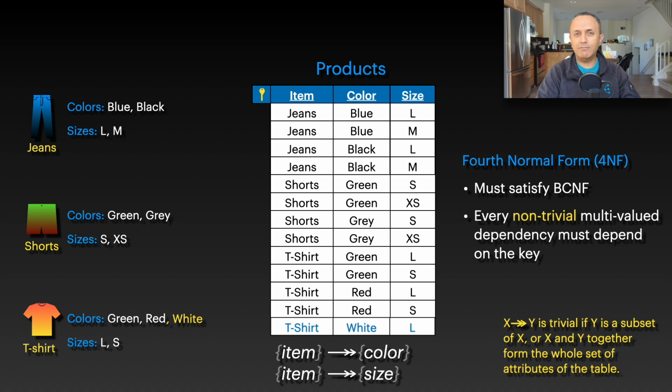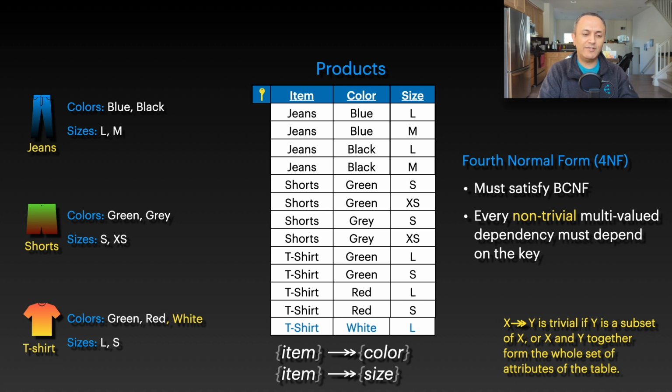We already know what a multi-valued dependency is. So item to color or item to size, those are multi-valued dependencies. What's a trivial or a non-trivial one? A multi-valued dependency from x to y would be trivial if y is a subset of x. So if you had a dependency from item and color to color, like knowing the item and color, I know the color, obviously.